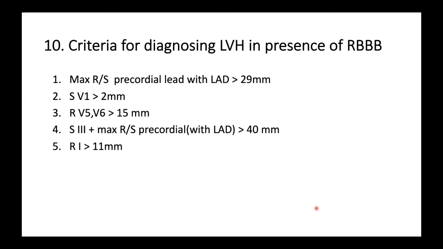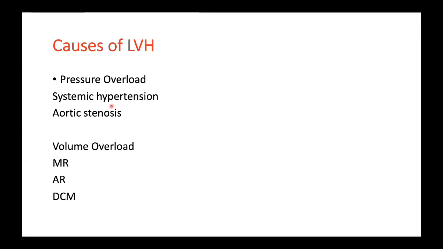If you see an S in V1 in presence of RBBB which is more than 2 mm, you should suspect that there is LVH. Or an R in V5 or V6, though in RBBB you do not get an R, you get an inverted M pattern in V5, V6. But if you get an R in V5 or V6 which is more than 15 mm, again it suggests LVH in presence of RBBB. So these are some of the important points which tell how you diagnose the presence of LVH.